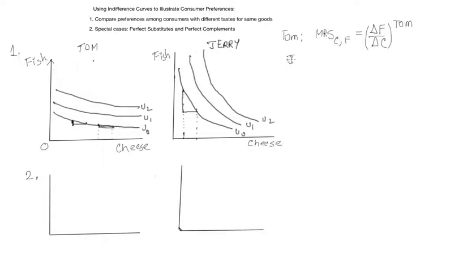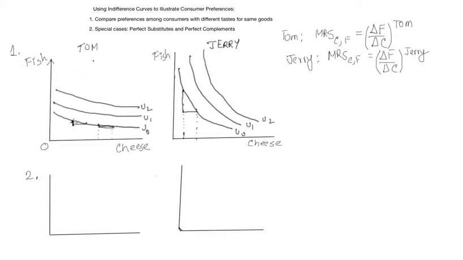Similarly, for Jerry, we can write down the same expression, MRS of C for F. Jerry's indifference curve slope has the same definition: how much fish Jerry is willing to give up for 1 extra unit of cheese. So that would be Jerry. Okay, so now let's compare the two slopes.